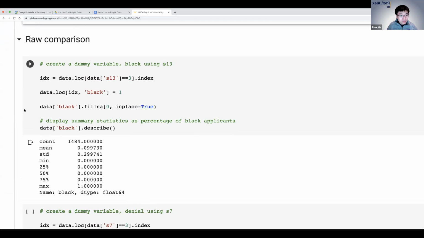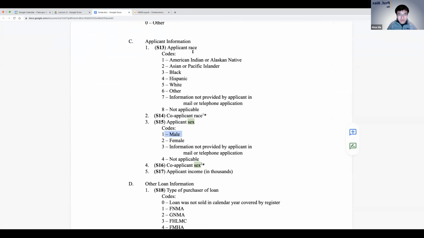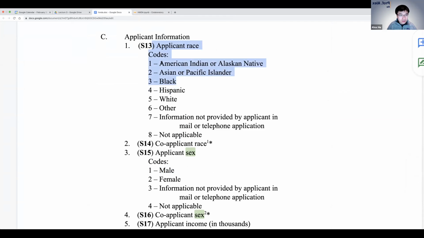And then we create some of the variables that we're going to use. Okay, so first we create a dummy variable for race. So if the applicant is African American, then we create the variable black equals to 1. The way we do that, again, is you first locate the index of the observations where the race variable equals that particular category. So that's this variable. If it equals 3, then it's black.